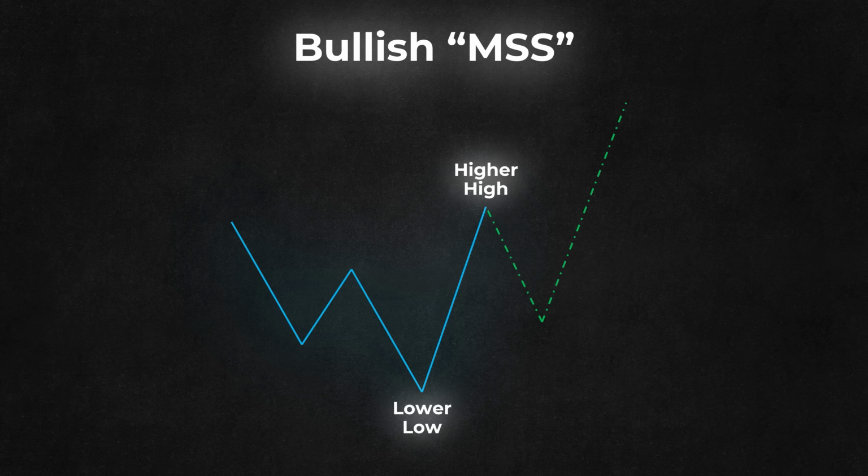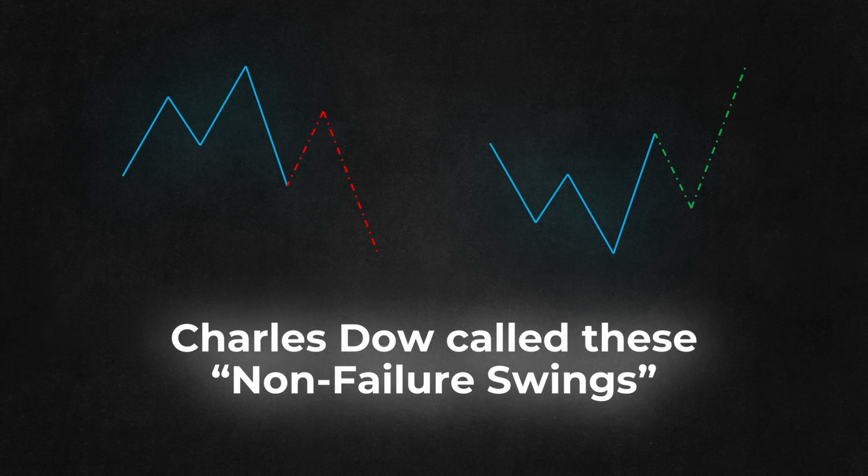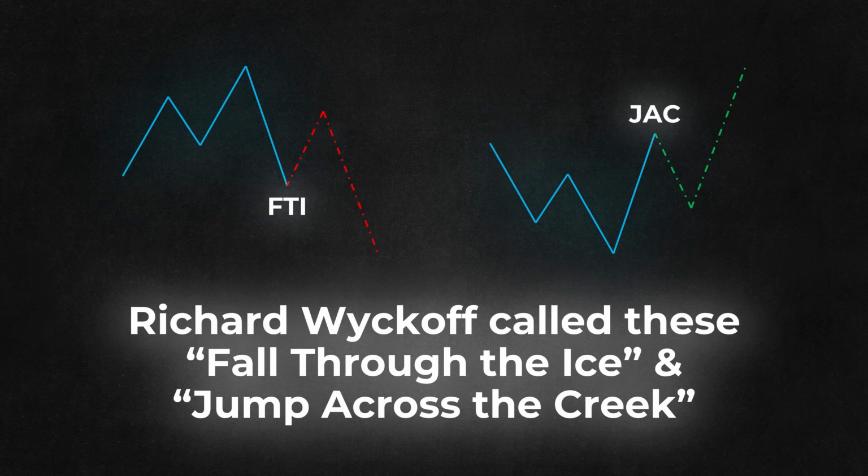This pattern is indeed a reliable pattern in the markets, but it did not come from ICT, as we already saw. The same pattern has received different names throughout almost 100 years of evolution in Western technical analysis. The first one to talk about this was Charles Dow, with the idea of non-failure swing. It's the same pattern. A little later, in the 20th century, Richard Wyckoff described the same pattern, but using a different logic.